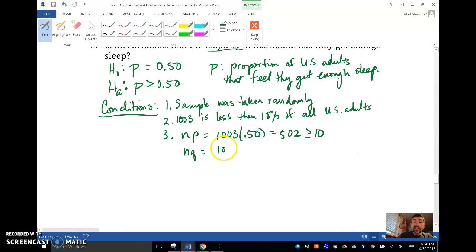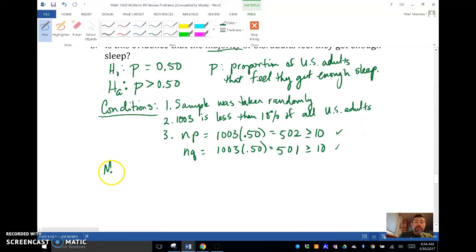NQ would be the amount of failures, or the people that did not get enough sleep. And that would just be, if it's 50% here, just half. We're going to put them as whole numbers because we can't have half a person in this case. So this is what we're going to have, and good, they both check out. We're good to go. We can use a normal distribution, all right?